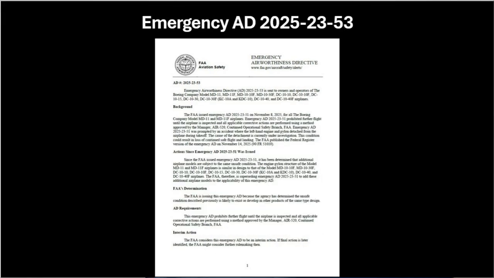Then FAA Engineering in Seattle did something puzzling. The FAA's Air 520, the Continued Operations Safety Branch, published another emergency AD, 2025-23-53. This emergency AD superseded the previous emergency AD 23-51. It not only grounded the MD-11 fleet, but was expanded to also ground the DC-10 fleet.